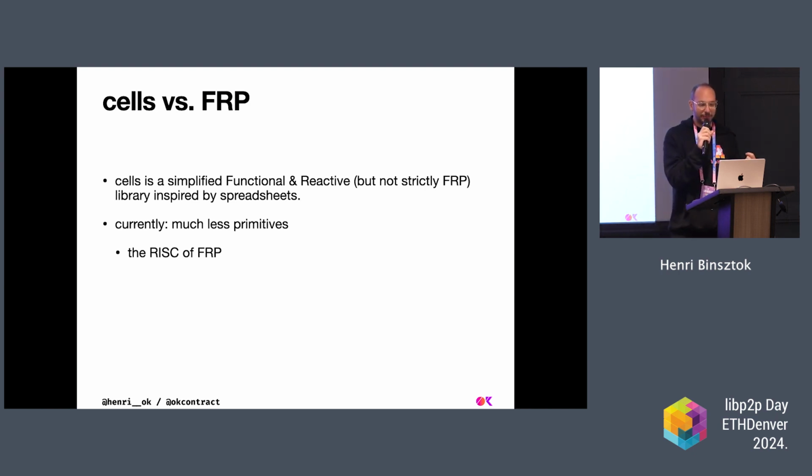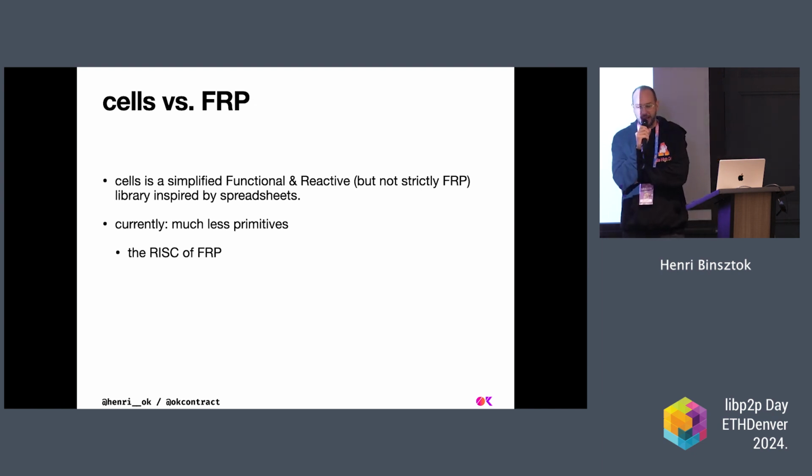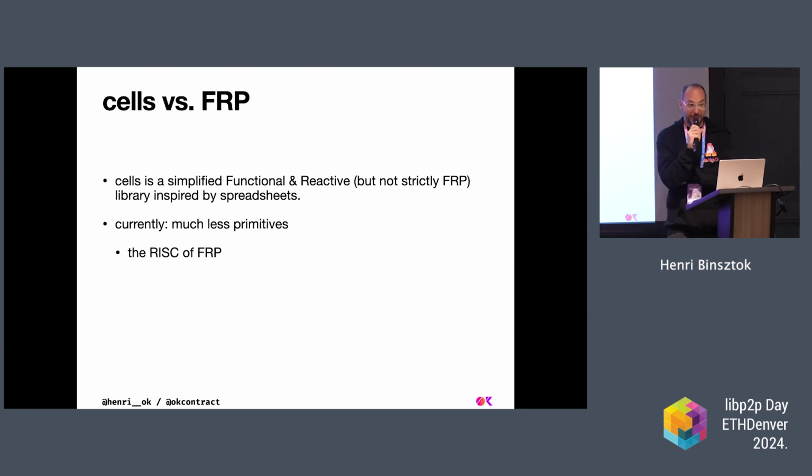And we took inspiration from spreadsheets somehow, and I'll dig into this quite a bit. So because of that, there's much less primitives and a bit more work in the library implementation itself on automation. And somehow it's the risk of FRP. So let me know if you think that's a good definition. That's the first time I'm using it.